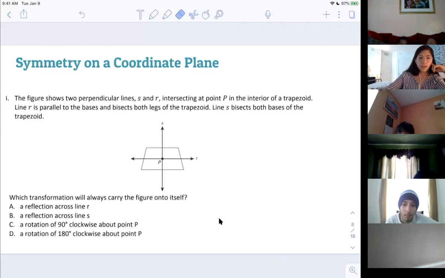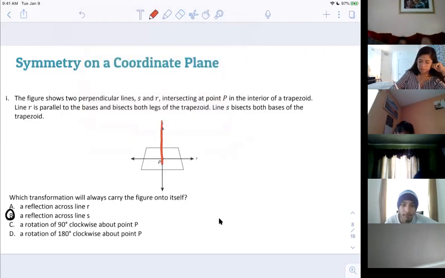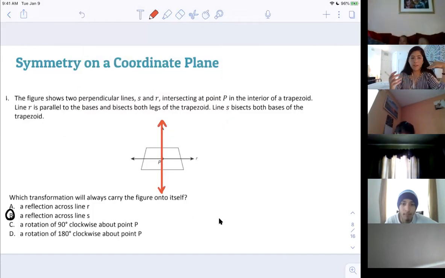Okay, very good. The answer is B, reflection across line S. That's the only one that's going to get it to line up with itself. If you fold it along that line, fold it in half, both sides will line up. In all of the other options, it's not going to line up perfectly. Any questions on rotational or reflectional symmetry? All right. So that's all for symmetry.